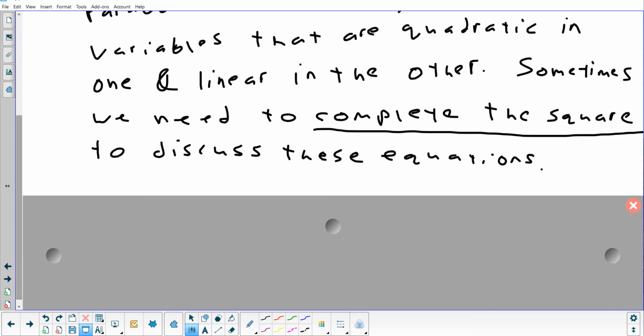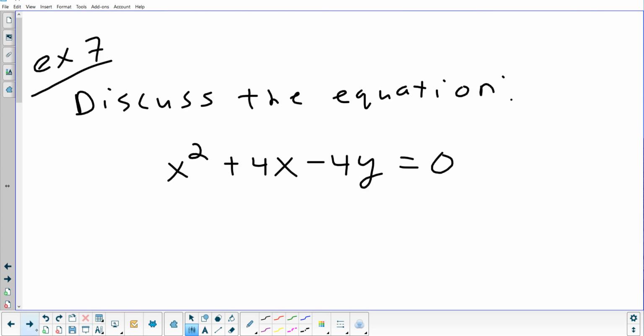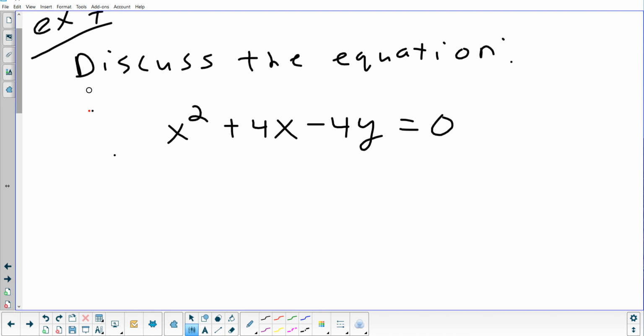Yep. So yeah, something we've done a long time ago. So sometimes you need to complete the square to be able to discuss it. Okay. Not good. Somebody has taken it, foiled it all out, and really messed it up. So the first thing you want to do is at least put your variables on different sides. We usually keep the squared one on the left. That's how we've been doing it. And we put the one that's not squared on the right. So how would I move the -4y to the other side?